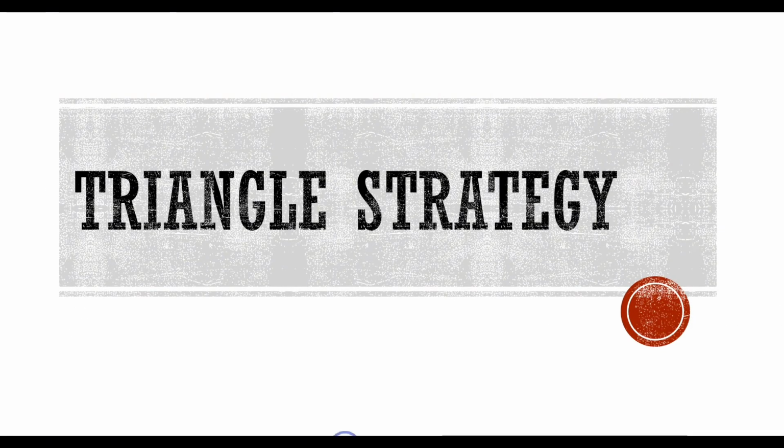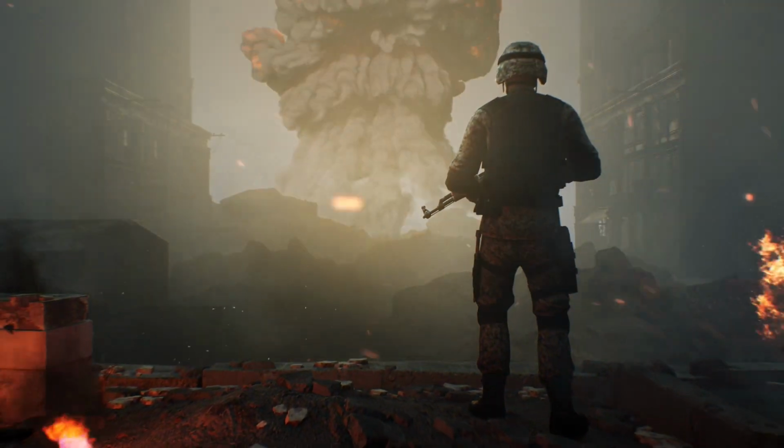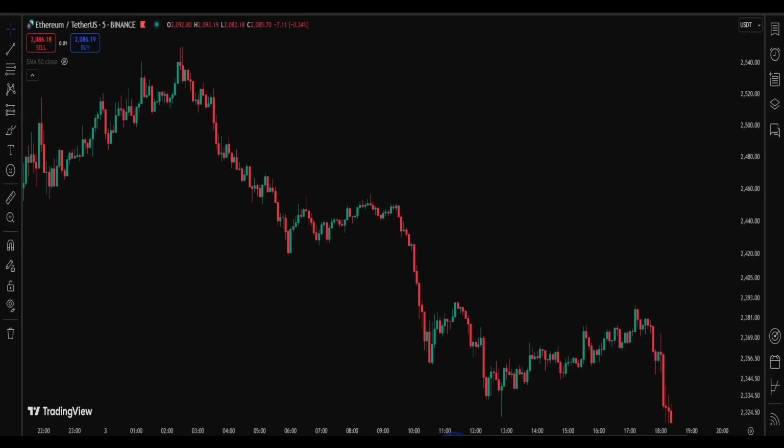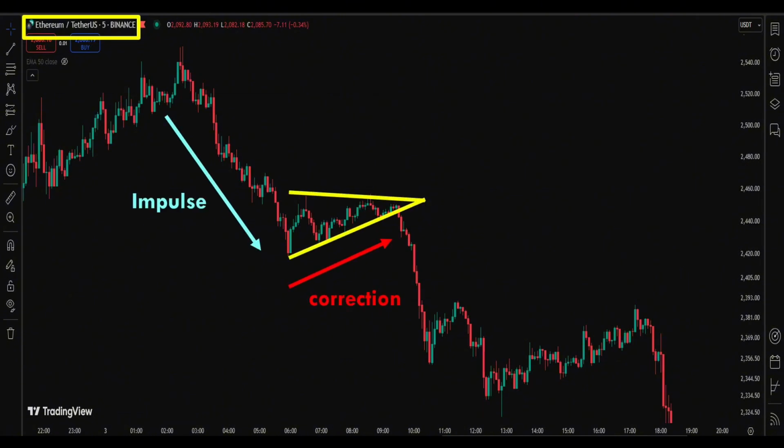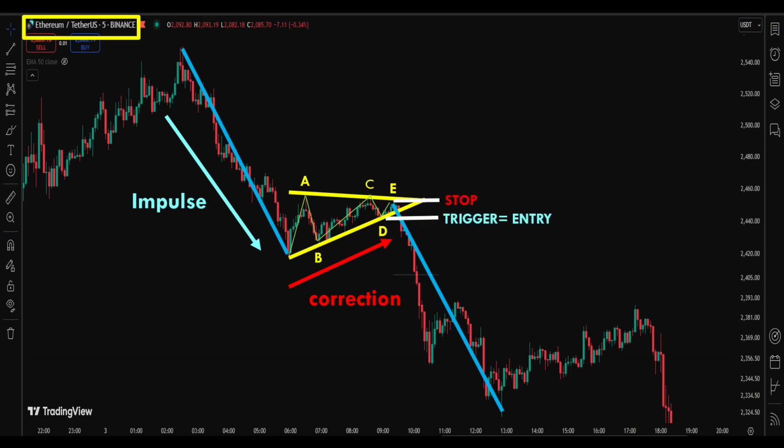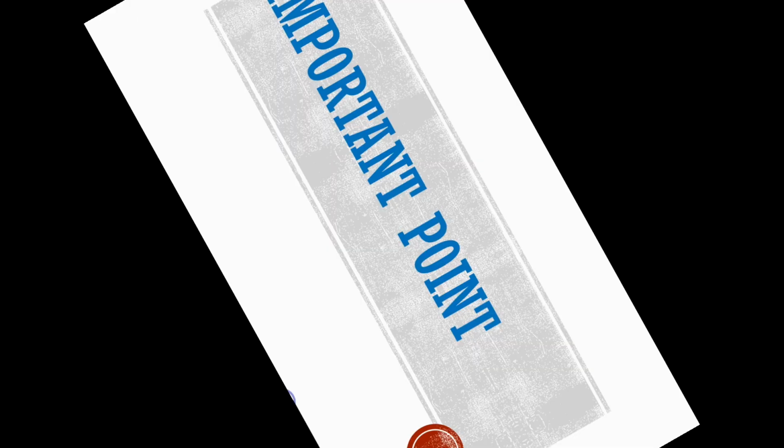Triangle strategy. In the ETH-USD chart, on the 5 minute time frame, after a bearish impulse move, the price entered a downward impulse within a converging channel. After exiting the channel and breaking the previous low, both the targets were hit beautifully.